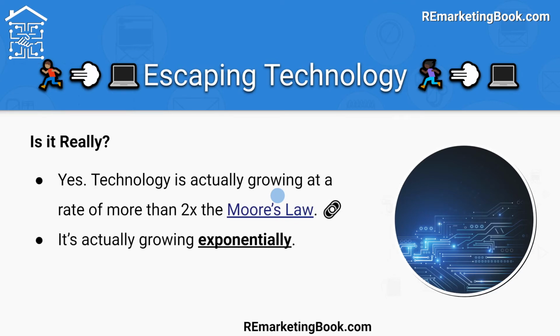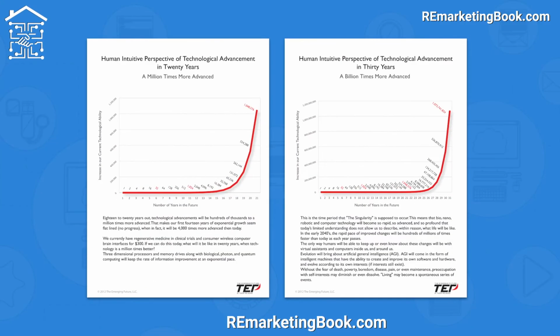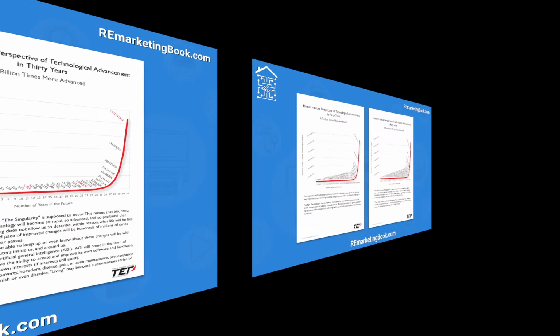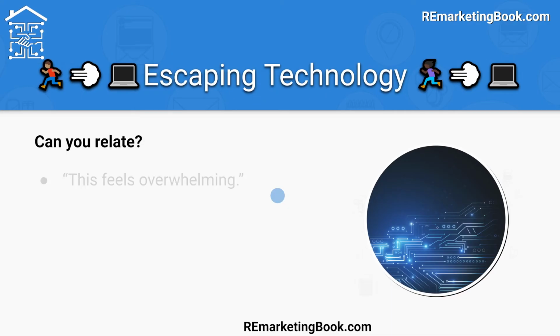So is technology moving that fast? Yes. It's growing at more than 2 times the speed of Moore's law. It's growing exponentially, right? You can look at these graphs a little bit later, but this shows how fast technology is going. It's going really, really fast, and there's no way that you're going to survive if you're not adapting to the technology, right? It's scary, but we can adjust. There are some things that we can do.